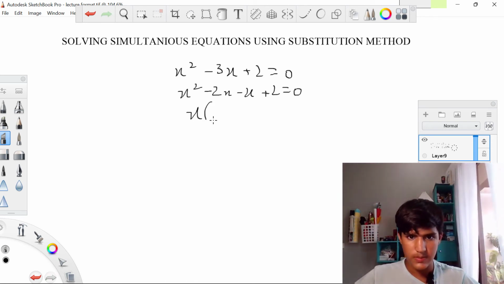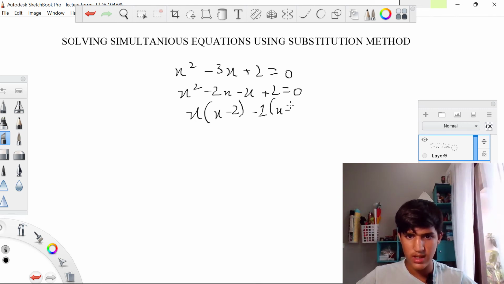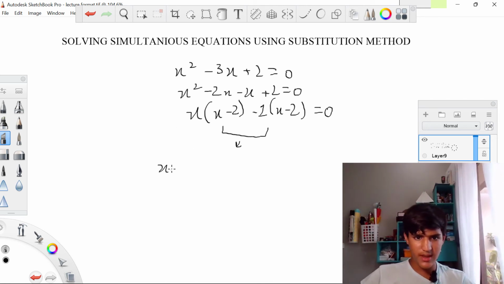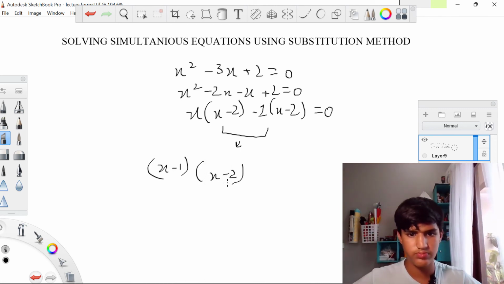So x common, x minus 2, and here we'll take minus 1 common, so x minus 2 again is equal to 0. We're going to take these two brackets as the same. So we have x minus 1 and x minus 2.